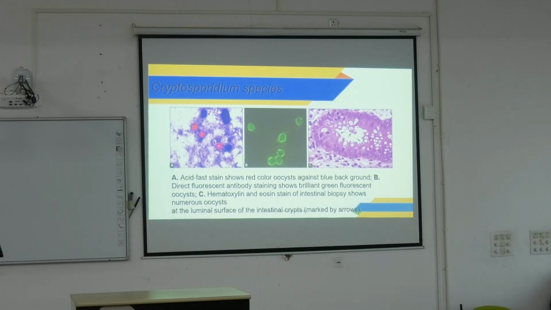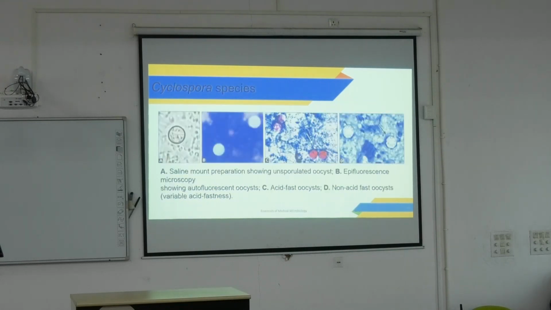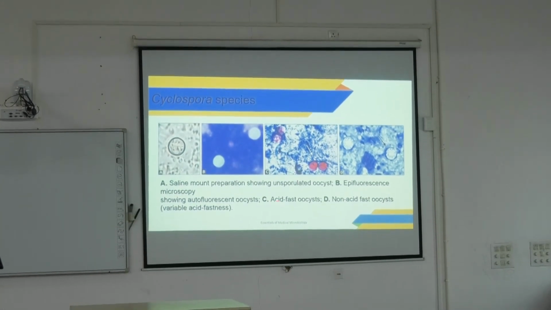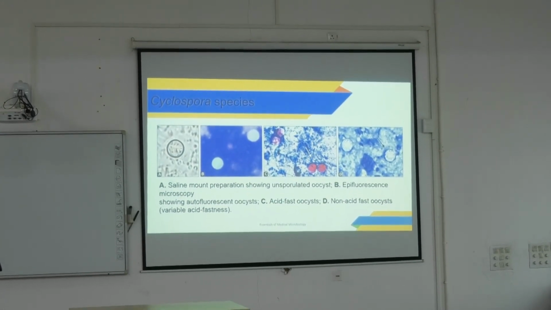এটা hematoxylin eosin stain. Saline mount preparation showing unsporulated oocyst. এটা epifluorescence দেখা যাচ্ছে মাইক্রোস্কোপিতে, and the acid fast oocysts, these are Cyclospora species.